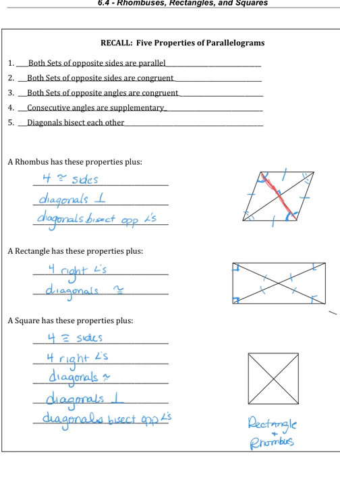All right, so what that means is that all 4 sides are going to be the same. It's going to have 4 right angles. Its diagonals are going to be congruent and perpendicular. And every single angle has been cut in half. So since every angle's 90 cut in half, that means each of these small angles here are going to be 45 degrees.